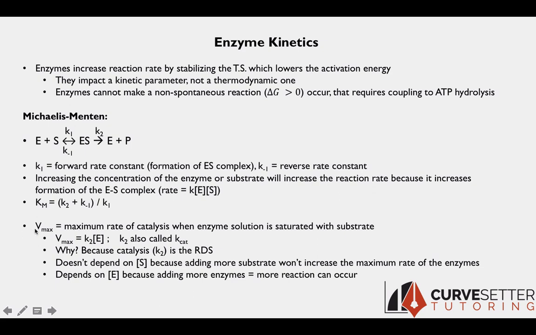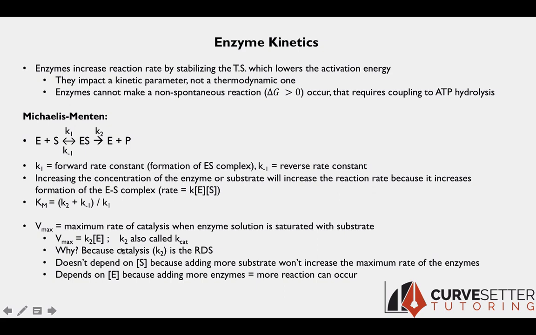Vmax, V for velocity, is the maximum rate of catalysis when the enzyme solution is already saturated with substrate. So essentially what that means is substrate is in excess. So it's only going to depend on the rate of catalysis, so K2 or Kcat, and how much enzyme is present, because when the enzyme is saturated with substrate, that means that all the enzymes are filled up with substrate. So adding more substrate isn't going to increase Vmax. But adding more enzyme could increase Vmax. So Vmax is equal to K2 times concentration enzyme.